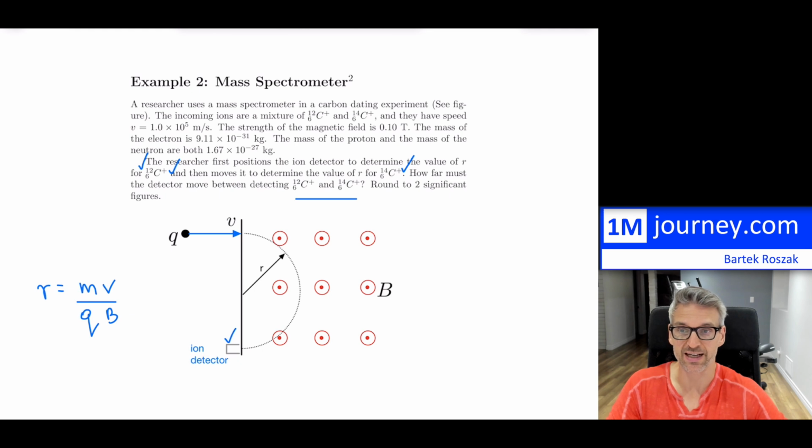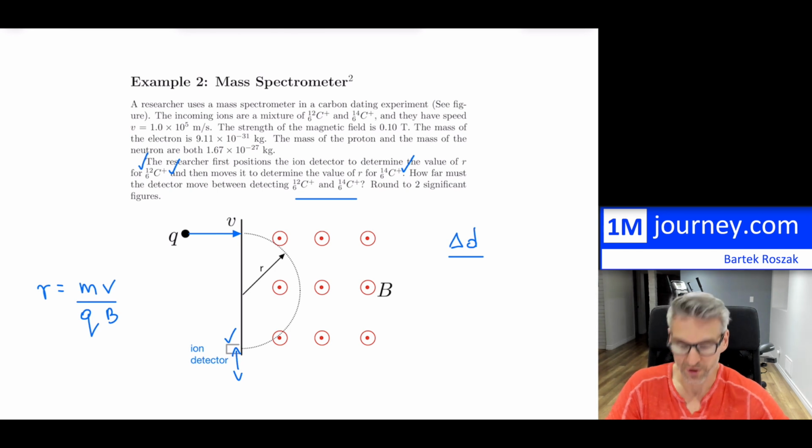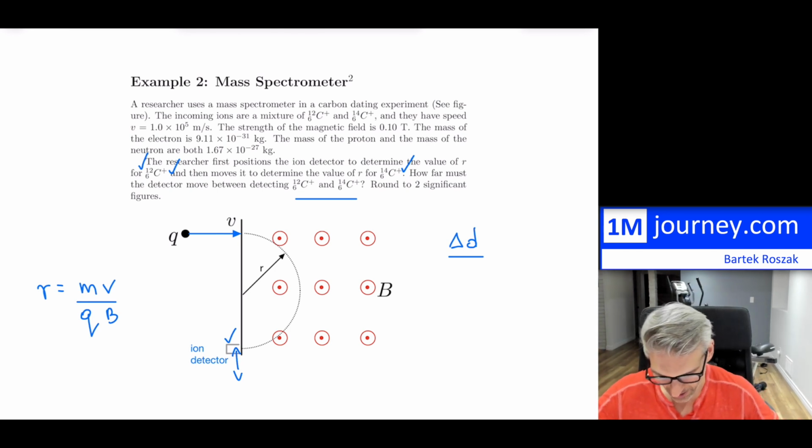Because they're moving at exactly the same speed, they have the exact same charge, and they're moving through the exact same magnetic field. So let's try to see what that difference will be. That means we're looking for delta D, which is the displacement, or the distance in between as you move from one point to another in order to catch these things. All right, so let's get going.